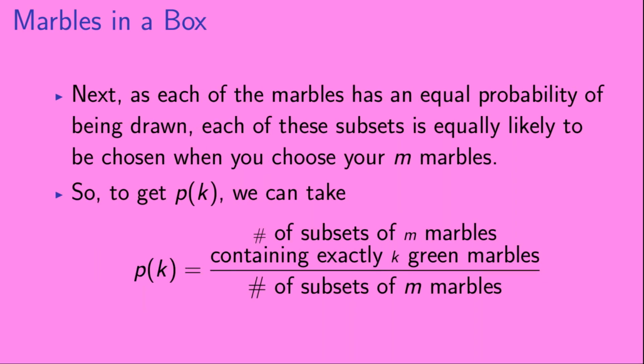Okay, so next, as each of the marbles has an equal probability of being drawn, each of these subsets is equally likely to be chosen when you choose your m marbles. So to get P of k, we can take P of k equals the number of subsets of m marbles containing exactly k green marbles divided by the number of subsets of m marbles.